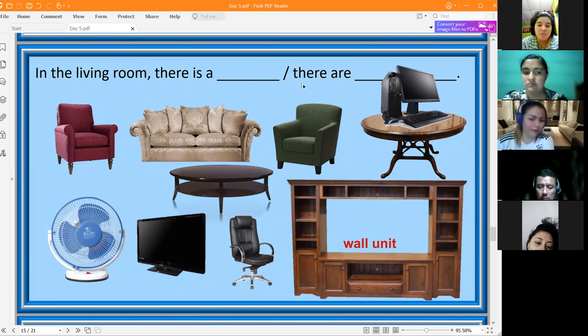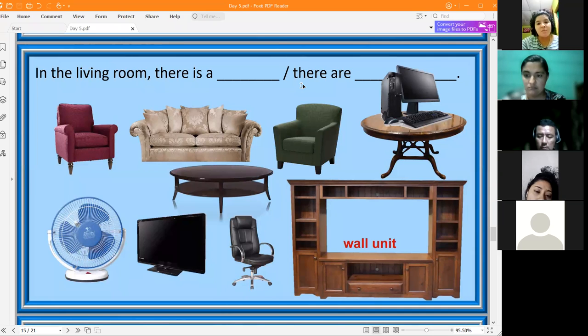How about Stephanie? In the living room, there is a couch. There are two armchairs. There is a coffee table. There is a smart TV. There is a fan. Sorry. Okay, activate your microphone again, please. There is a computer. There is a table. And there is a wall unit. Thank you very much.